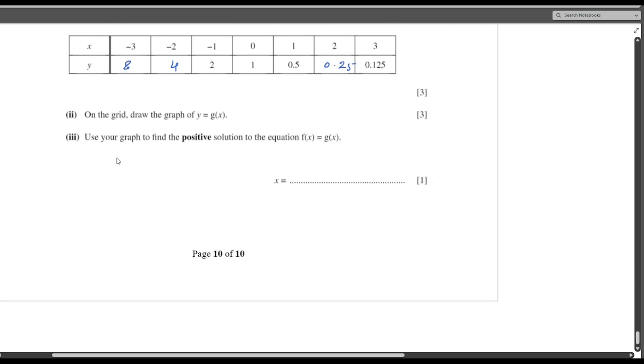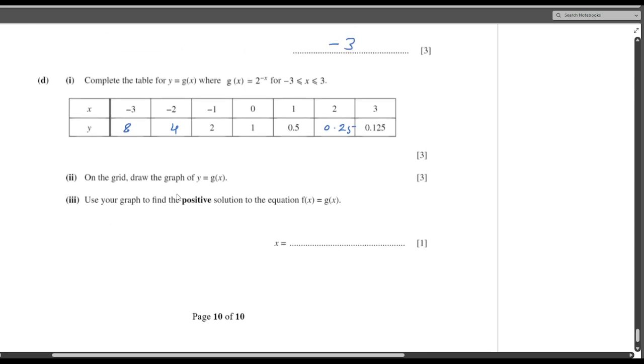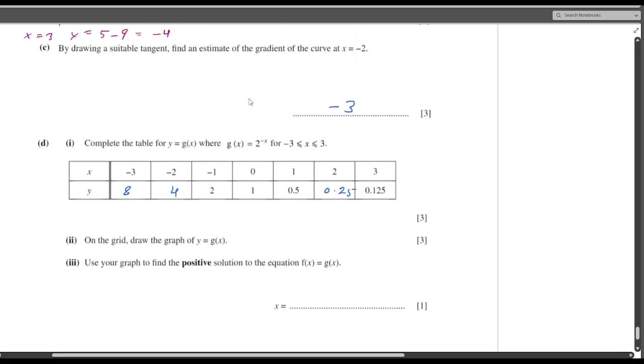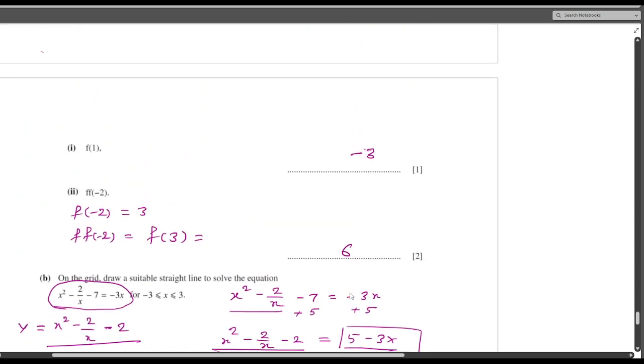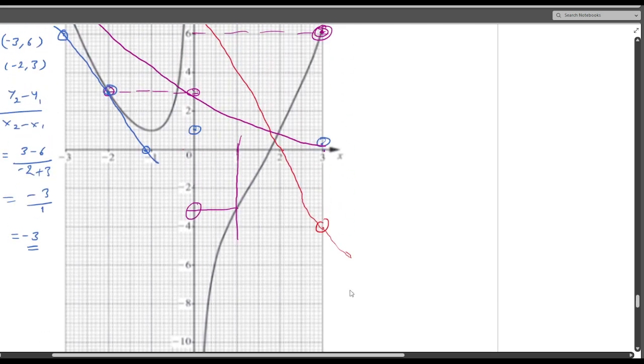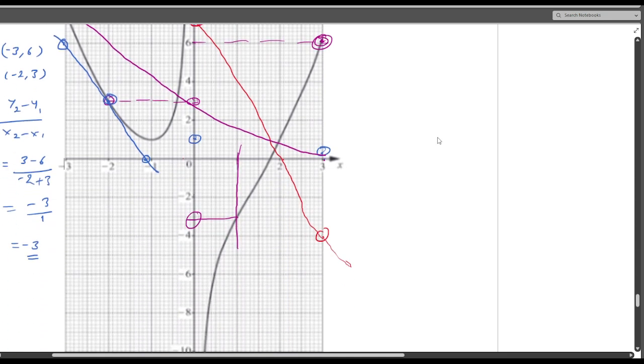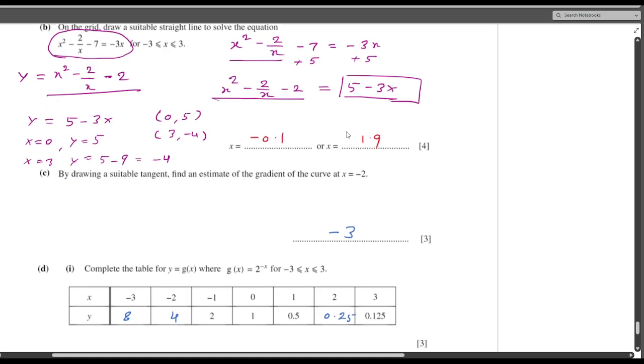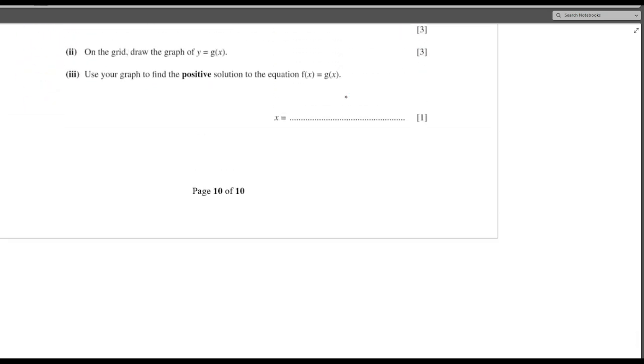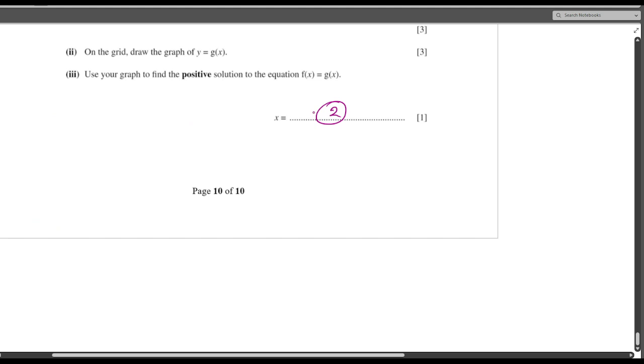Now, use your graph to find a positive solution to the equation f(x) equals g(x). So this is y equals g(x), and y equals f(x). This is your f(x). I have to find a positive solution. So the positive solution is here. So x equals 2 is your positive solution. You have one negative solution and one positive solution.